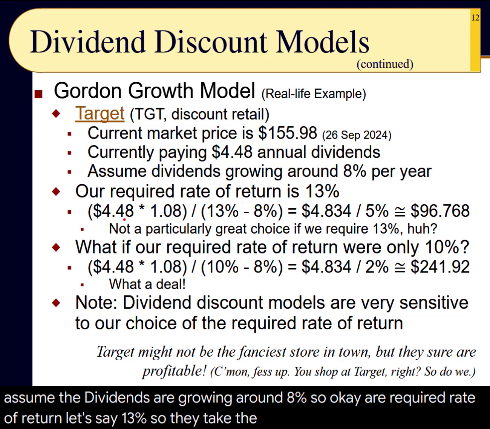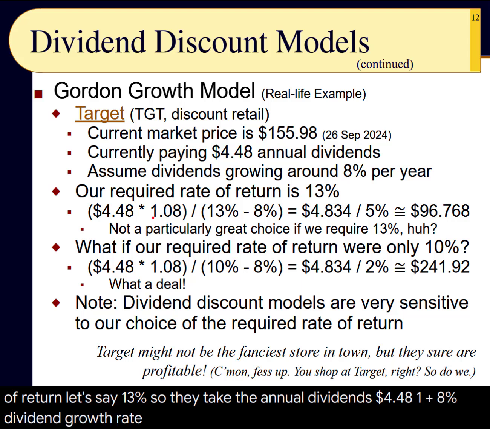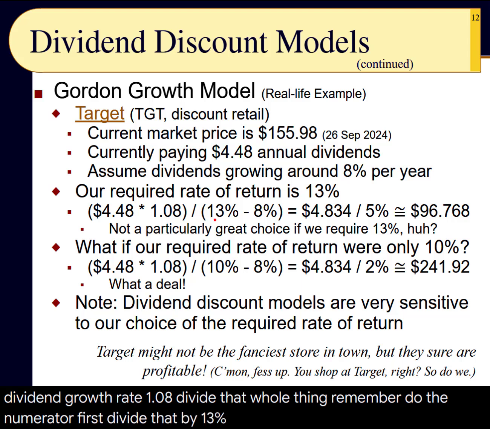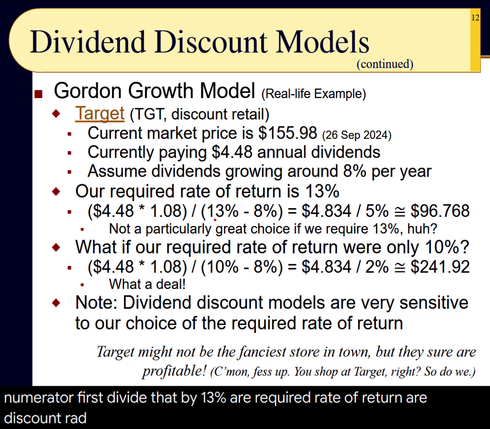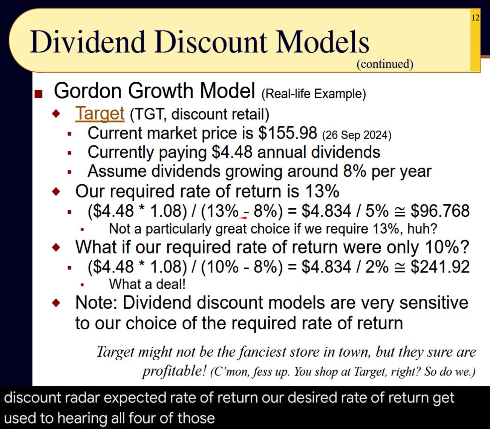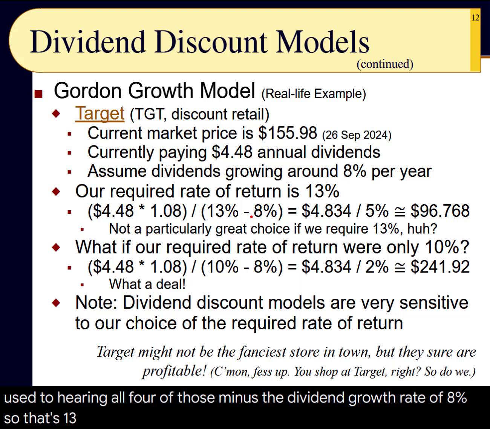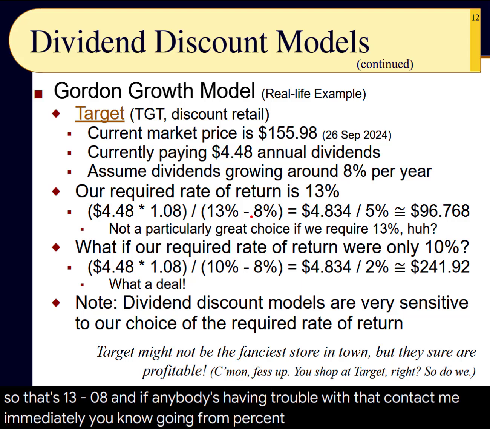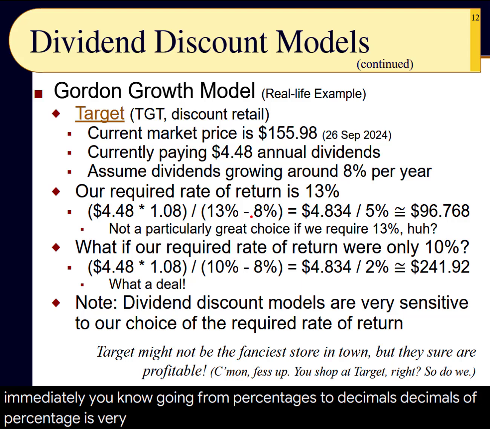So we take the annual dividends, $4.48, times 1 plus 8% dividend growth rate, 1.08. Divide that whole thing, remember, do the numerator first, by 13%, our required rate of return, our discount rate, our expected rate of return, our desired rate of return. Get used to hearing all four of those. Minus the dividend growth rate of 8%. So that's 0.13 minus 0.08. And if anybody's having trouble with that, contact me immediately. Going from percentages to decimals to percentages is very important. The folks at the tutoring centers can help you with that.